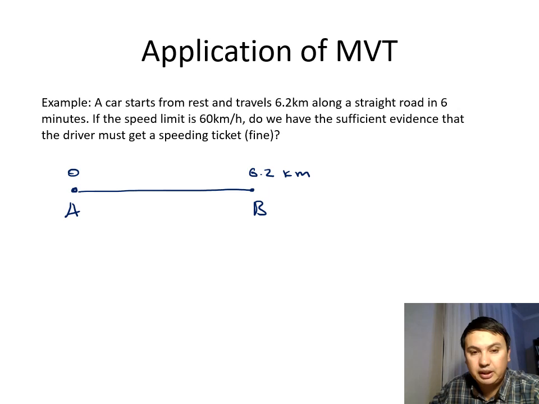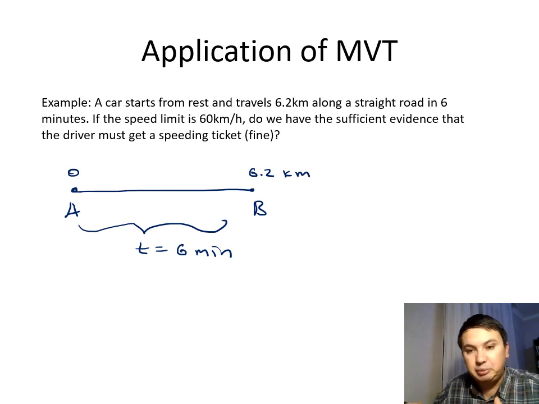So the time it takes is 6 minutes. Let's say that this road has a speed limit of 60. And if you exceed the speed limit, then you will be fined. So you would get a speeding ticket from the police.